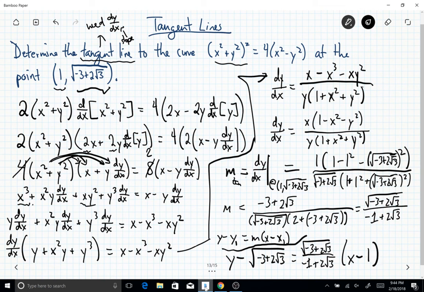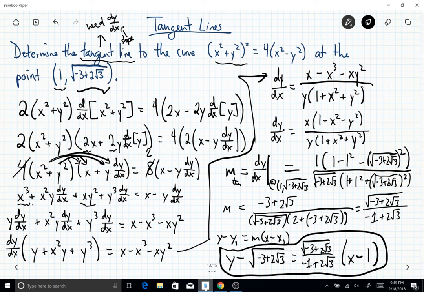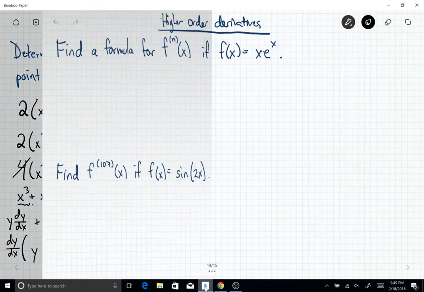So granted, it took a little bit of work, but we were able to get there nonetheless. Okay. Any questions on that? I know that's a tricky one, but I wanted you all to see it. So do we have any questions at this point? Okay, no questions then. We'll move forward on to our last problem here.